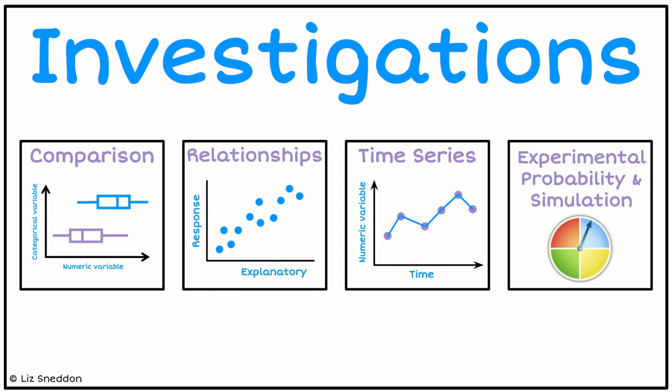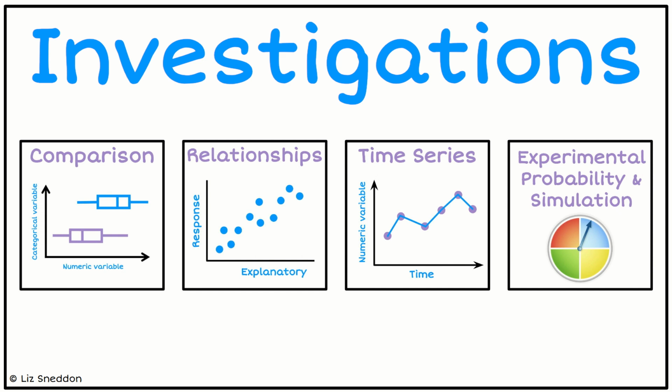Then our third one is a time series graph. We're looking for those patterns over time and seeing what kind of patterns we might notice in any kind of data. So I need a time variable and I need 1 numeric variable to do that.